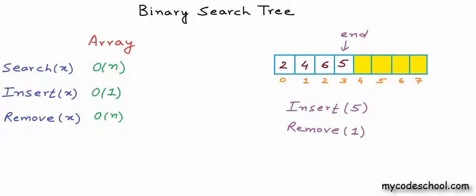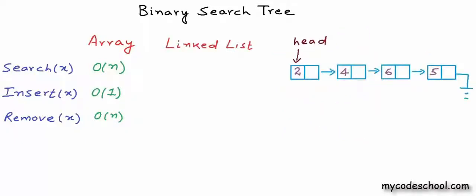Let's now discuss the cost of these operations if we use a linked list. I have drawn a linked list of integers here. Data type can be anything. The cost of search operation, once again, will be big O of n, where n is number of records in the collection or number of nodes in the linked list. To search, in worst case, we will have to traverse the whole list. We will have to look at all the nodes.